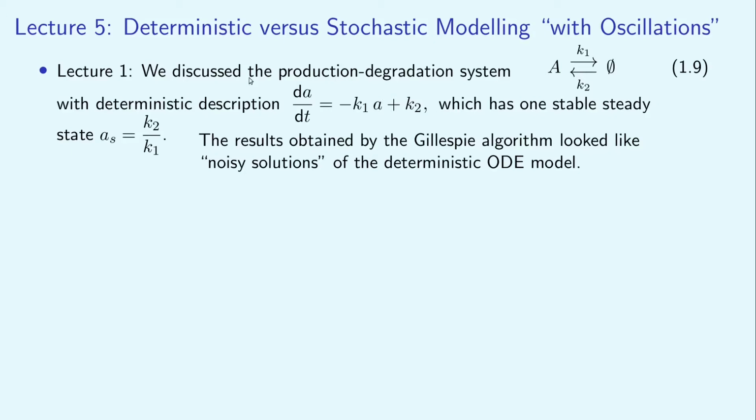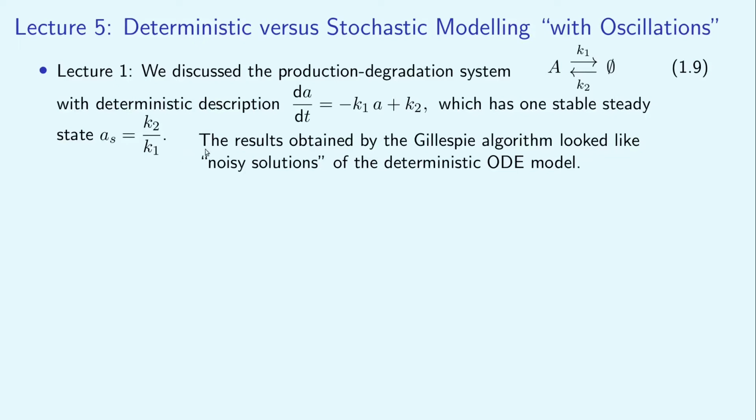For example, in Lecture 1, we discussed the production-degradation system 1.9. It is a chemical system with one chemical species called A, which is degraded with rate constant K1 and produced with rate constant K2. Its classic deterministic description is given by this ODE for concentration, which we denote by a lowercase letter a. This ODE has one stable steady state given as K2 over K1, and all solutions through this ODE converge to the stable steady state as time t goes to infinity.